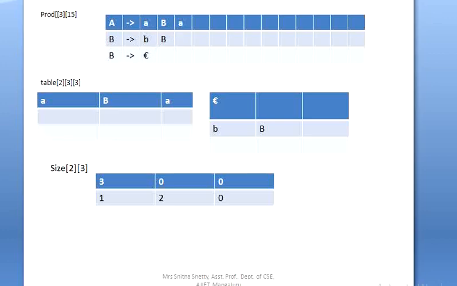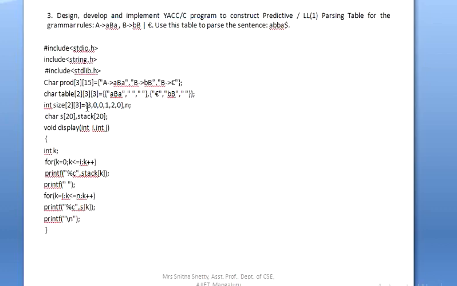One more array next is table. Here you can say it is three-dimensional, table 2 3 3. So what is the meaning here? There are two tables and each table has dimension 3 rows, 3 columns. That is the meaning. So I have given the index like table 2 3 3: there are two arrays and each array contains 3 rows and 3 columns.